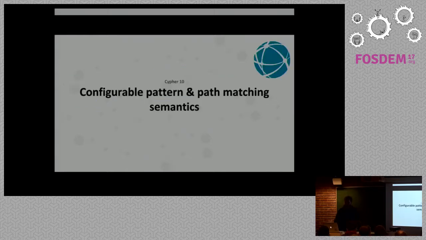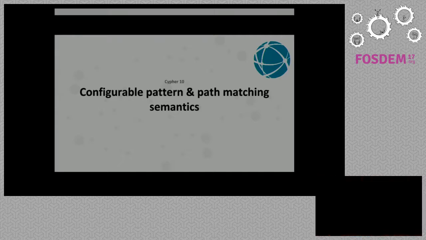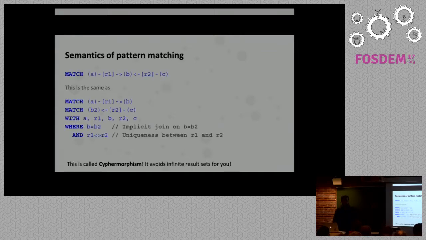Yeah, that's path patterns. Gets me to the last topic. Configurable pattern and path matching semantics. It gets a little technical now, but it's necessary. So the way patterns are matched today in Cypher, if you have a chain, I'm going to read it for those in the back, from A via R1 to a node called B, via R2 to a node called C. What it finds you is all the possible nodes for A, all the possible nodes for B, all the possible nodes for C, all the possible relationships for R1 that connect an A and a B, all the possible relationships that connect a node B and a C for R2, but, and here comes the catch, R1 and R2 must be different. And that is called uniqueness, and we've had that in Cypher from basically day one.